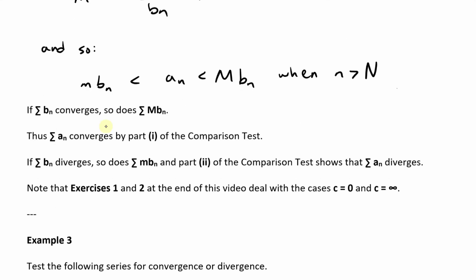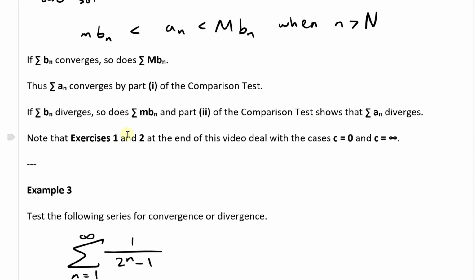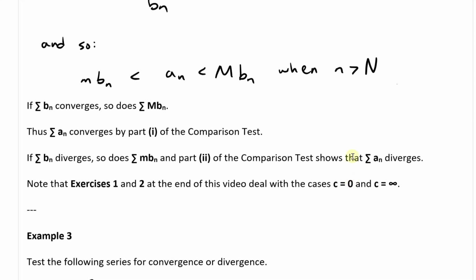And if b_n diverges, then a_n is greater than this divergent series times a constant number. In other words, we have a constant number times a divergent series, so this is going to be divergent. So if the series b_n diverges, so does lowercase m times b_n. And part 2 of the comparison test, the non-limit one, shows that the series a_n diverges. Note that exercises 1 and 2 at the end of this video deal with the special cases where c equals 0 and c equals infinity. I'll get to those at the end. So, fascinating stuff here.